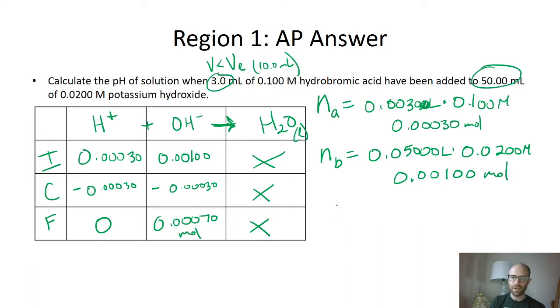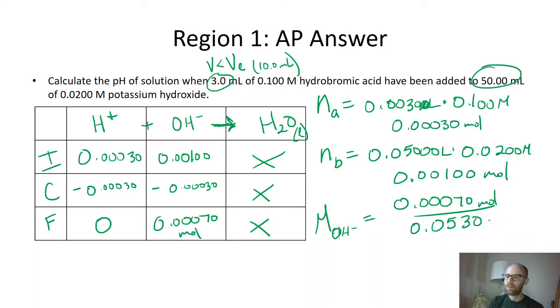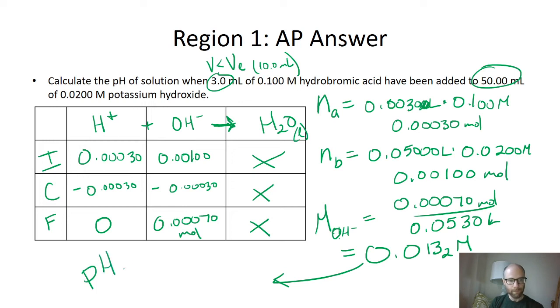milliliters to 50 milliliters. So to figure out the actual concentration of hydroxide, we need to use that number, but divide by the new, summed volume, which would be 0.0530 liters. And that should give you a concentration. I wrote this down so I wouldn't have to remember it. 0.0132 molar, which would then give you a pH value of 12.12.